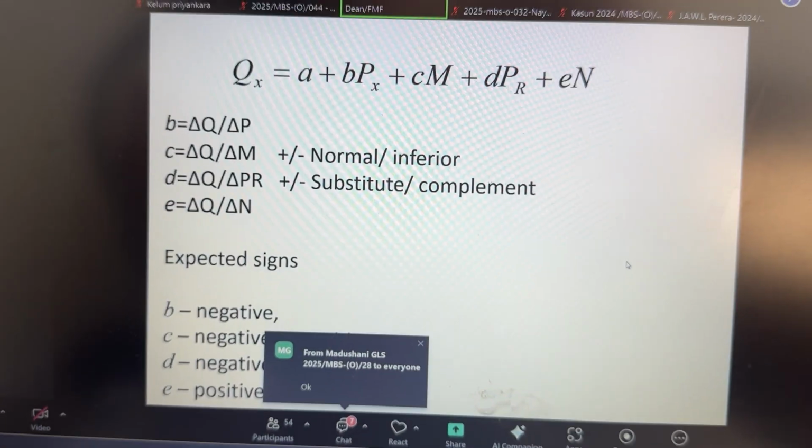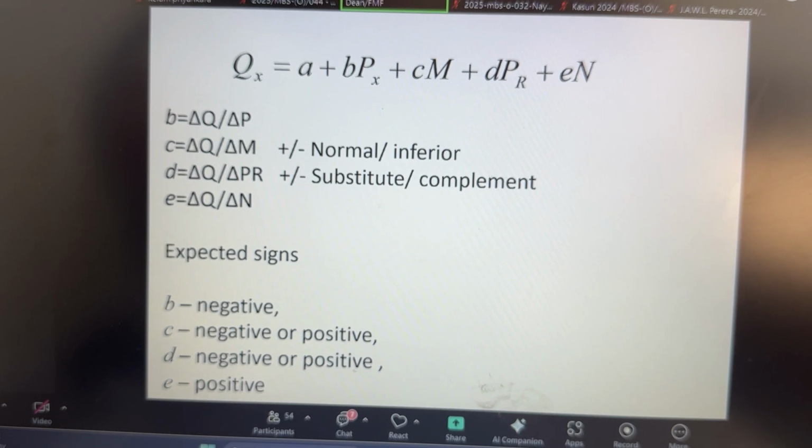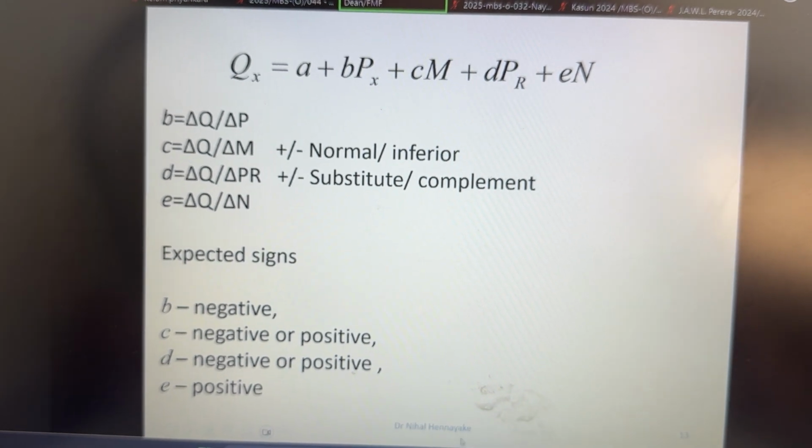Okay, so we are talking about the estimation of the demand equation, and I show you this is the demand equation. This is of course a linear demand equation. If it is non-linear, there should be a kind of power values here, maybe Px to the power 2 and M to the power 3 or something like that. So this is actually the linear demand curve. In this linear demand curve, these are called parameters.